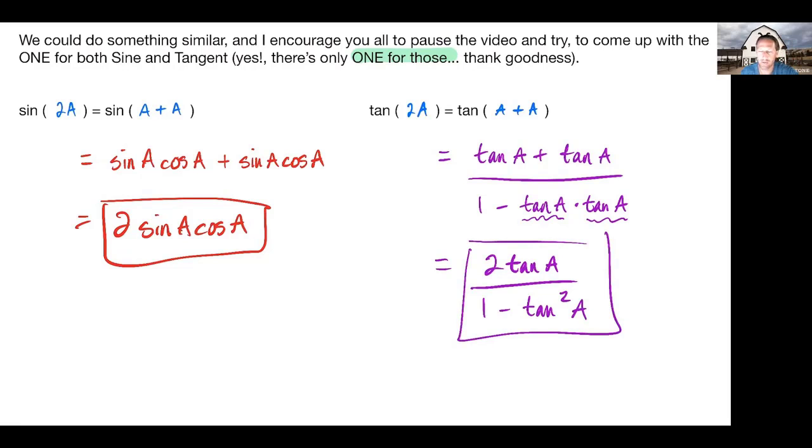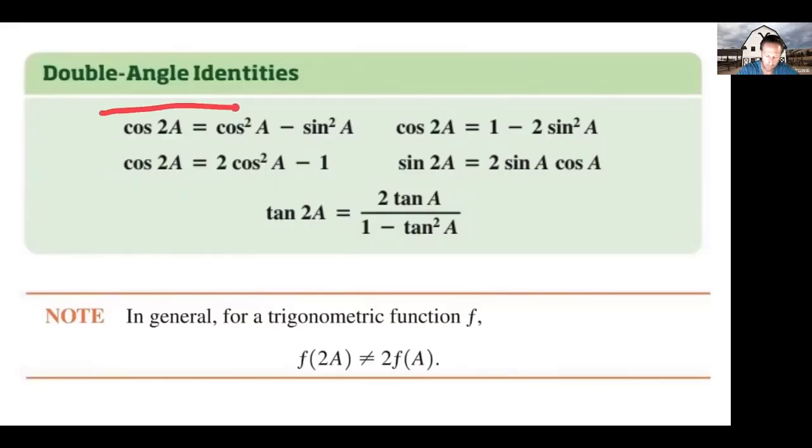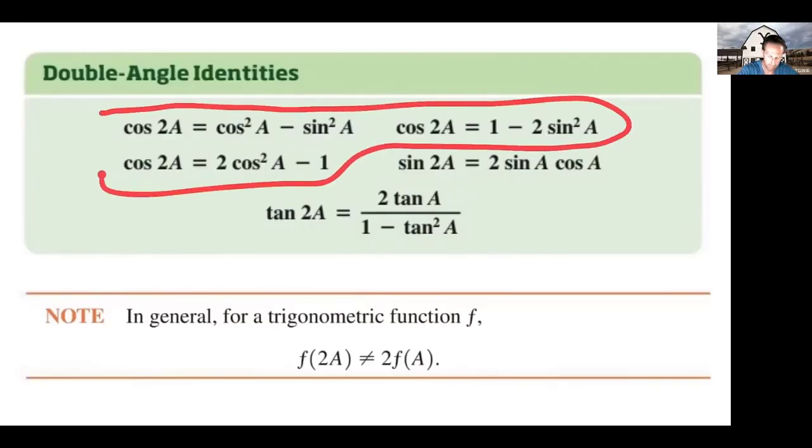Again, the worst one is obviously tangent because it is a fraction, and most of these trig functions that we evaluate come out as fractions, but they are very easy, simple derivations. So let me give them to you all in a nice, concise form. Okay, so there are the 3 for cosine written there together.